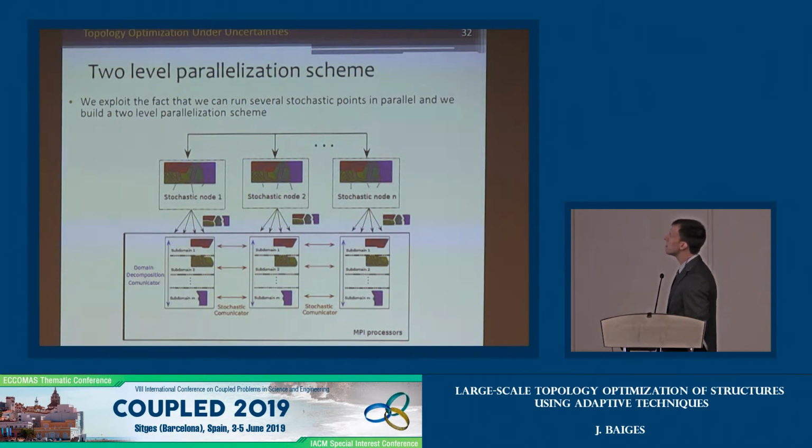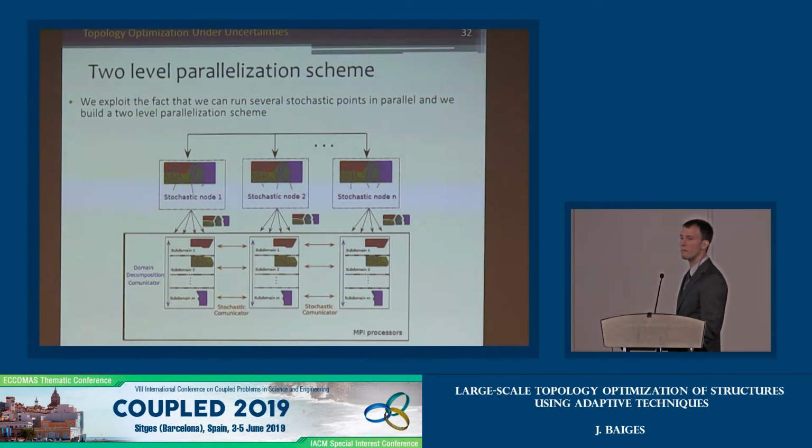So the final ingredient in order to solve this problem is a two-level parallelization scheme. As you can imagine, solving one of these problems can be quite expensive, because apart from having our finite element simulations, we need to integrate over the probability space, and we need to solve a lot of simulations in order to do this. So in order to approach this problem, what we do is to provide our methodology with a two-level parallelization scheme. The first parallelization level is a parallelization at the stochastic point. So at each iteration of our topology optimization process, what we are going to do is to solve a simulation in each of the stochastic collocation points, and this is the first level of parallelism.